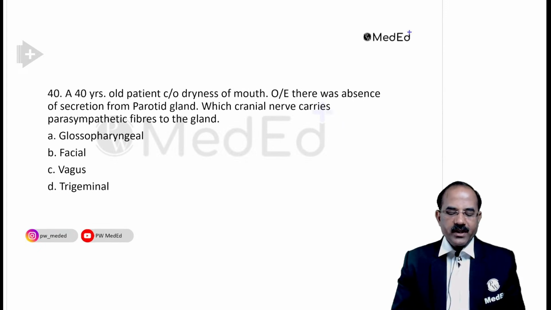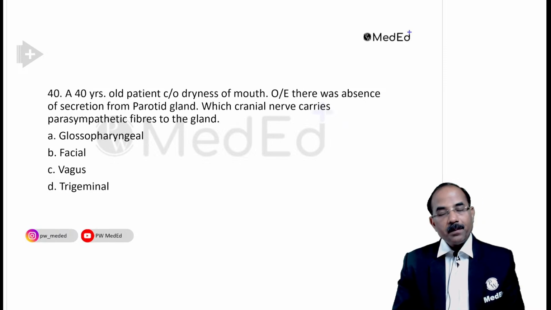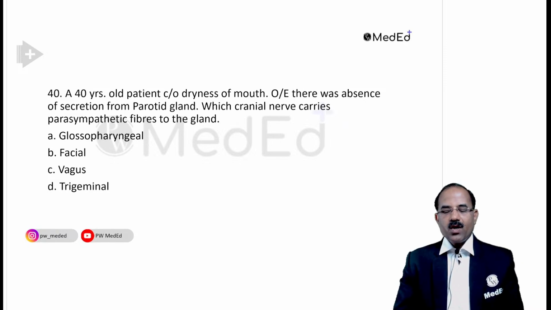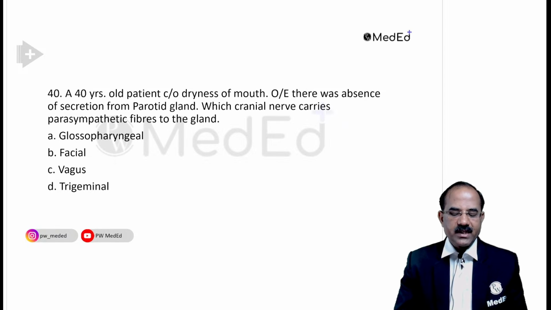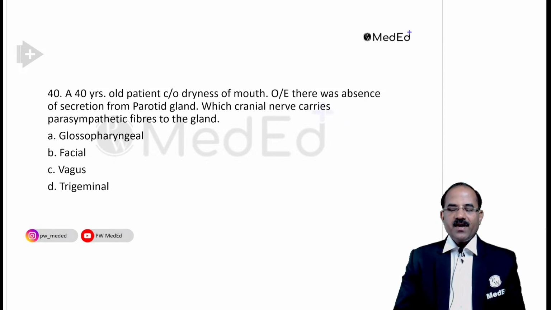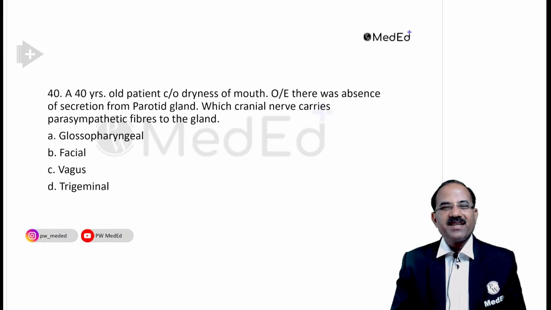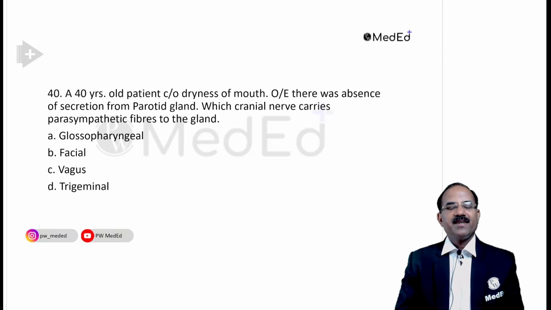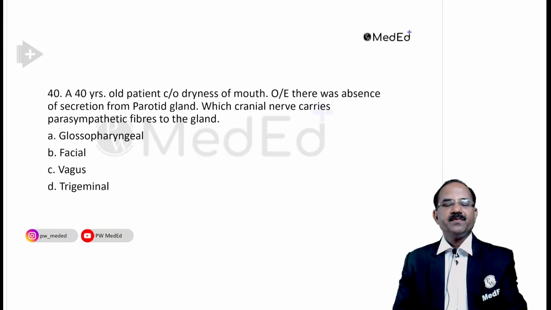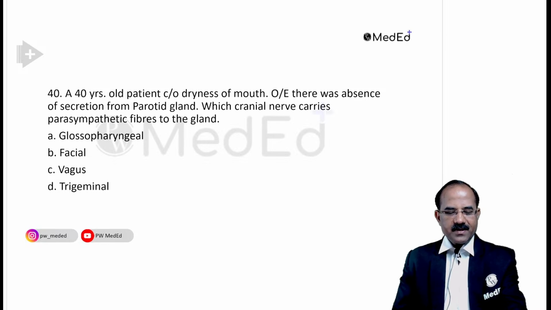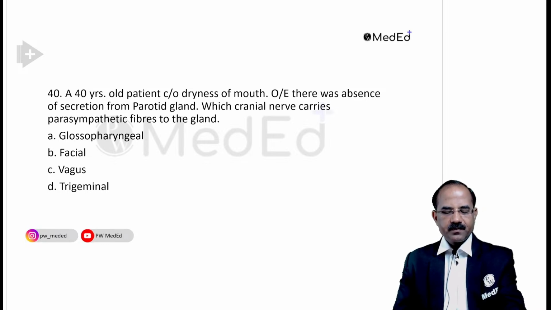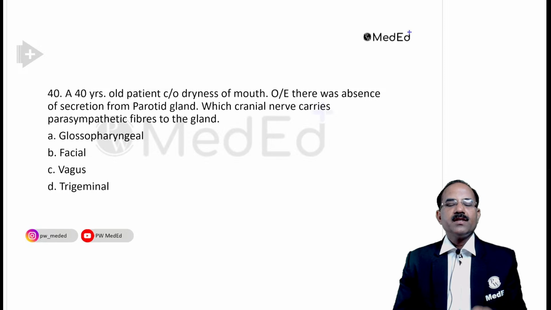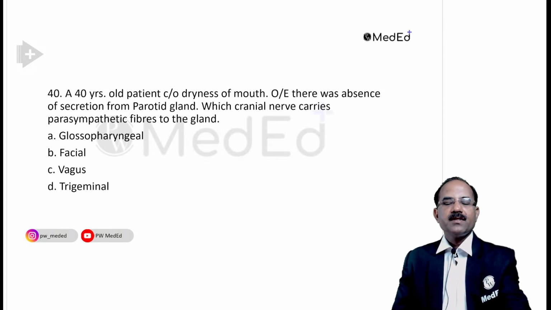A 40 years old patient complains of dryness of mouth. On examination, there was absence of secretion from the parotid gland. Which cranial nerve carries parasympathetic fibers to this gland? Any guesses? Which is the nerve which supplies the parotid gland? Any guesses?